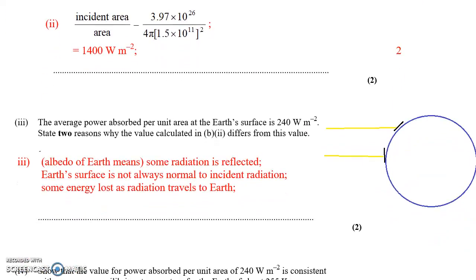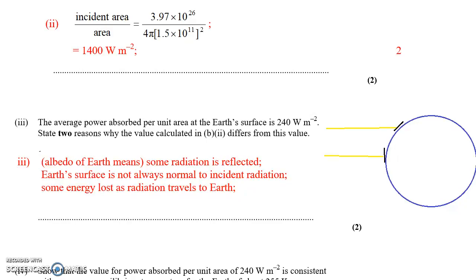The next part is about working out the average power absorbed per unit area at the Earth's surface. And to do this, we can find out it's 240 watts per meter squared. But why is that value different from this value? Well, there's a number of reasons, but 3 reasons you can get marks for is that the albedo of the Earth means that some of the radiation is reflected, particularly the oceans and poles especially. Poles have reflected a lot of that energy.